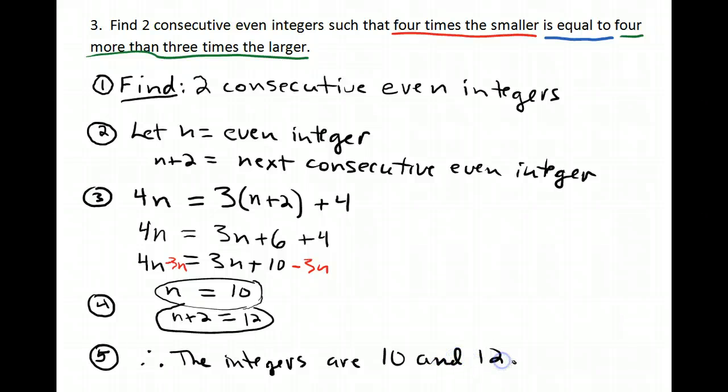and 12. Now, before you leave this problem, please always make sure that your answer actually makes sense. If you had gotten n equals 11 or n equals 4/5, that would be an indication that you made a mistake somewhere, because I'm supposed to get consecutive even integers. So if you got something that's not an even integer, then go back and take a look. Always make sure that your answer makes sense.